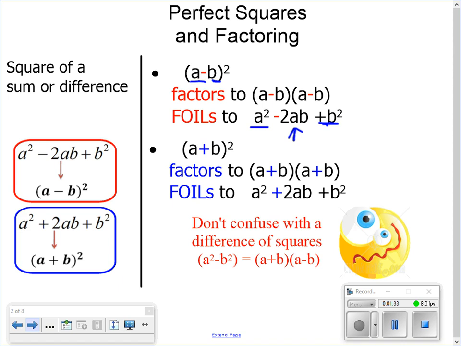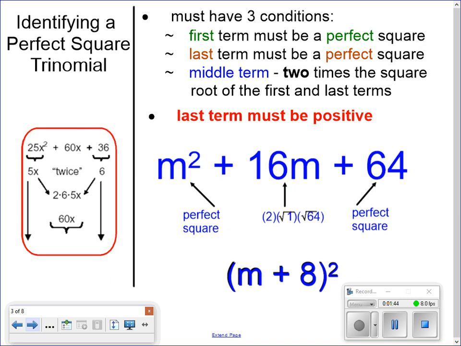And so when we're factoring perfect square trinomials, we're moving back from this trinomial form into that special product. A couple things we need to keep in mind. In order to identify a perfect square trinomial, 3 conditions must be met. The first term must be a perfect square. The last term must be a perfect square. And the middle term needs to be twice the square root of the first term times the square root of the last term. In order for it to be a perfect square, it must meet those 3 requirements.